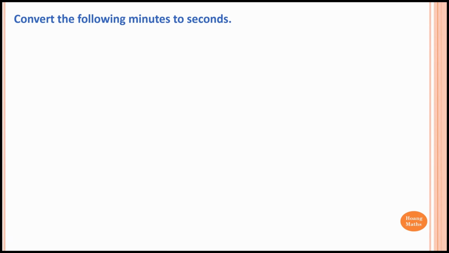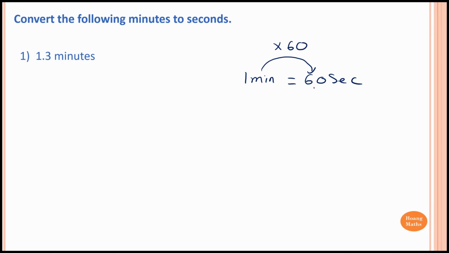Next one. We want to convert minutes into seconds. 1.3 minutes. Now remember, 1 minute is equal to 60 seconds. From minutes to seconds, we times by 60, but going backward, we divide by 60. But in this case, it is from minutes to seconds, so we times by 60.